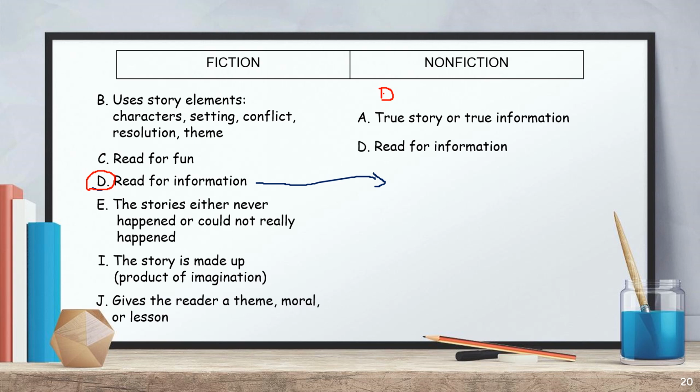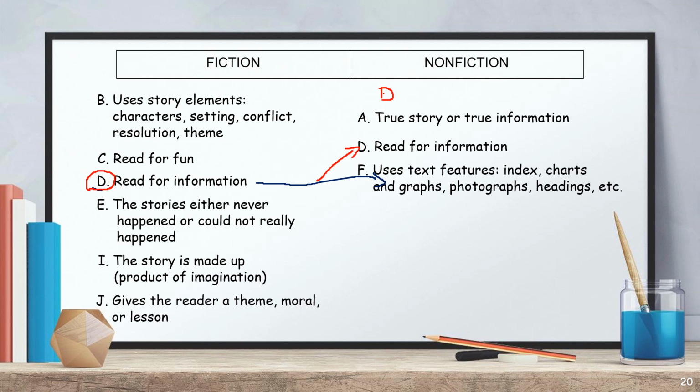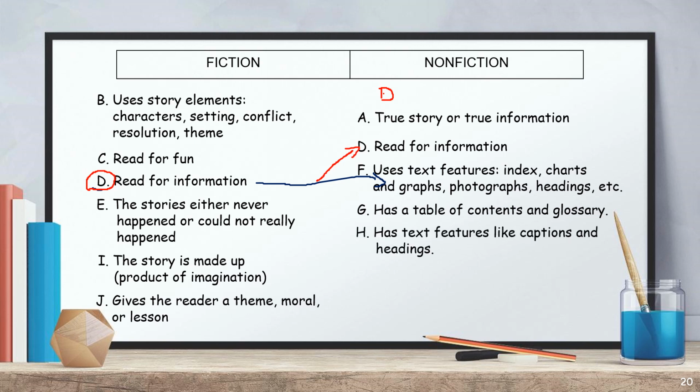So we have the letter A and then letter D. Yes, read for information. And then the next one, letter F, it uses text features, index, charts, and graphs, photographs, headings, and etc. And then for the letter G, it has a table of contents and glossary. Letter H has text features like captions and headings. So usually the covers, right, the photographs has captions and they have headings.